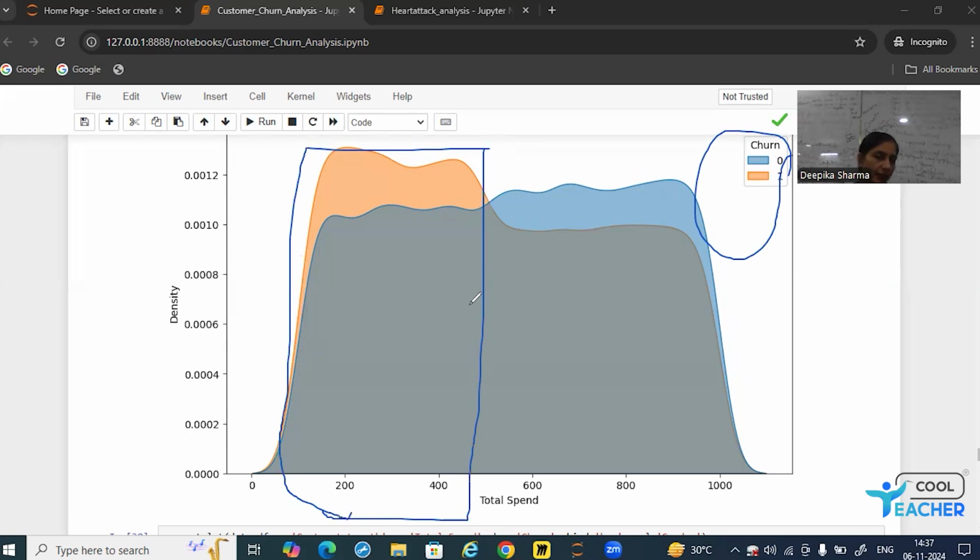Suppose the customer has reached a spend of 200 to 400. In between, the churn rate is there. So it means customers have left up to spends of 400. So nearby 200 to 400, if the spendings are there, there only the customers are leaving. If one has spent above 400, 600, 800 or 1000, the customers are not leaving the platform. They are not leaving the services here.